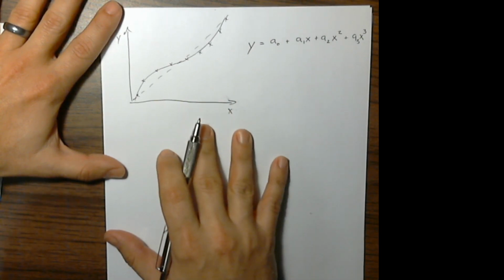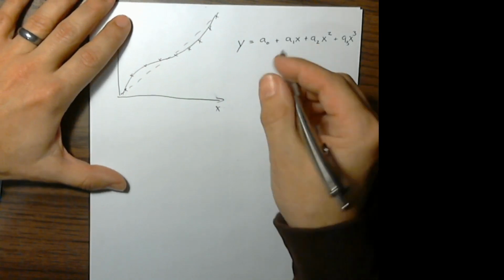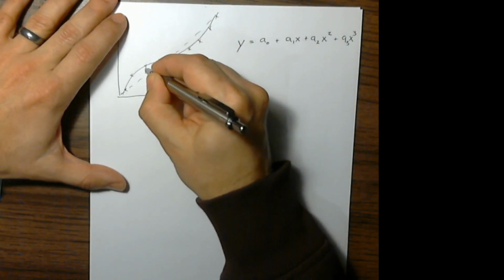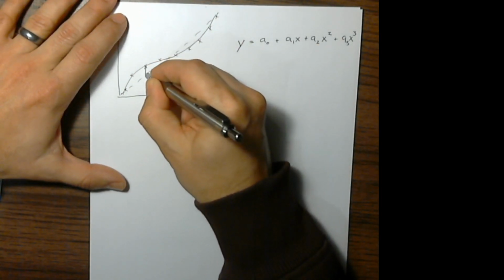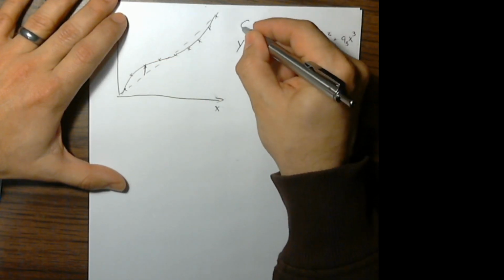So the first step is I need some definition for error. So the error of each data point, again, we're going to define as the distance from my calibration. So this is my calibration.